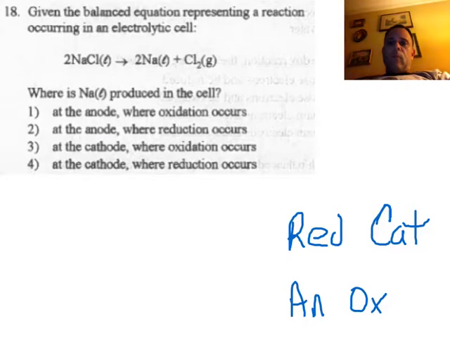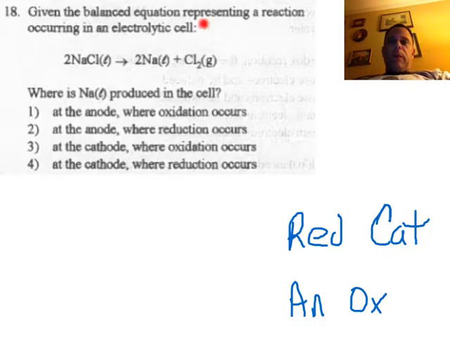Number 18. Given the balanced equation representing a reaction occurring in an electrolytic cell, we have two sodium chlorides that are liquid, producing two sodiums as a liquid and two chlorines, or one molecule of chlorine, Cl2, a diatomic element, as a gas. Where is the sodium liquid produced in the cell? Well, we need to refer to the red cat and ox after we assign the oxidation numbers.